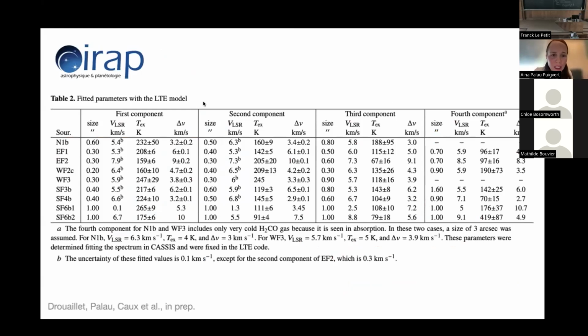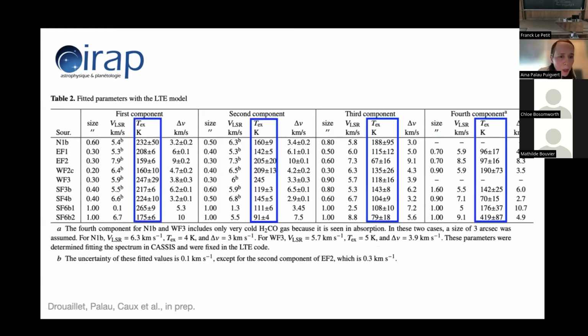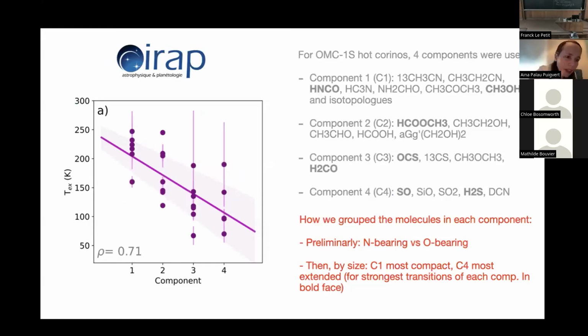So after fitting this model to all the cores, we had the parameters for each one of the 4 components. And for example, we could look at the excitation temperature that we inferred. And if we plot it against the component, we can see that the excitation temperature for the first component is higher, and it's getting colder progressively for components 2, 3, and 4. So that was expected because we chose the components to be larger in size. But it's interesting to see that we get the result that we were expecting.